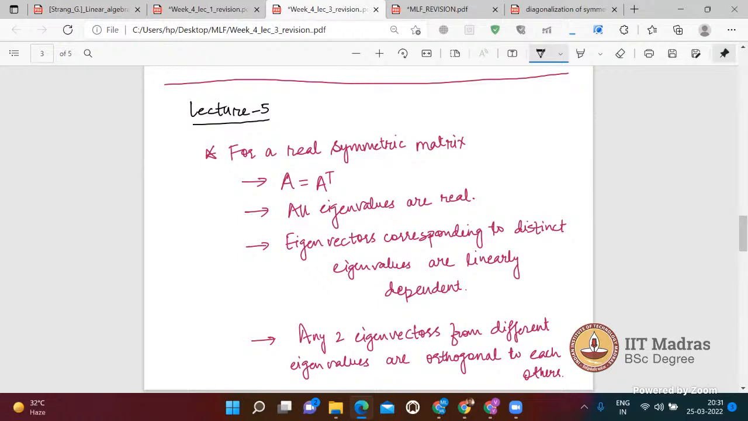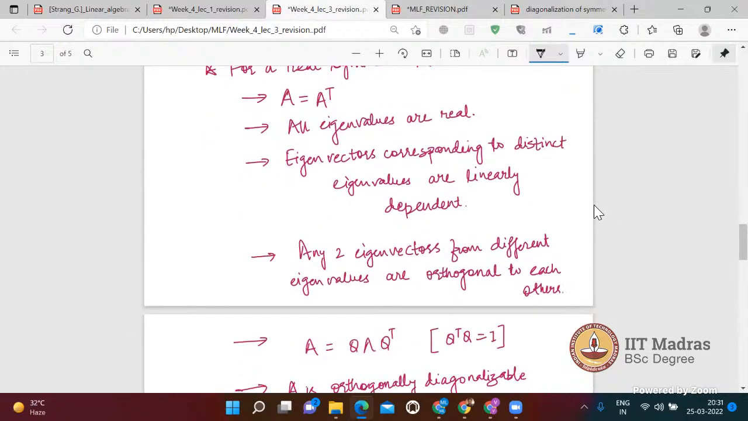All the eigenvalues of a real symmetric matrix will be real, and if the matrix is skew symmetric, then all the eigenvalues will be either zero or complex. So for the real symmetric matrix it will be real, and for the skew symmetric matrix it will be zero or a complex eigenvalue.